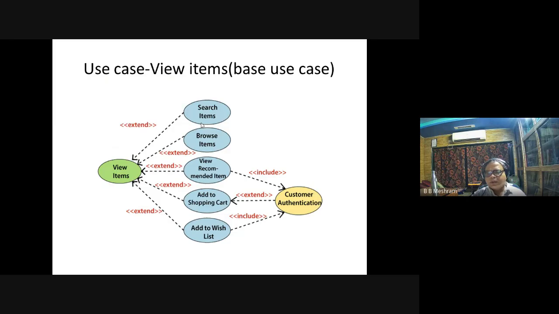Now view recommended item includes customer authentication. This indicates that whenever you have to do the recommendation of the viewed item, you have to execute the customer authentication.